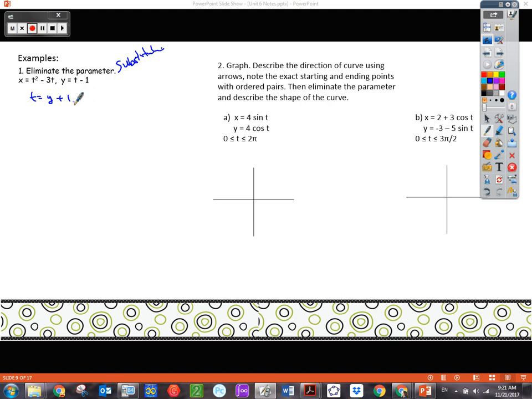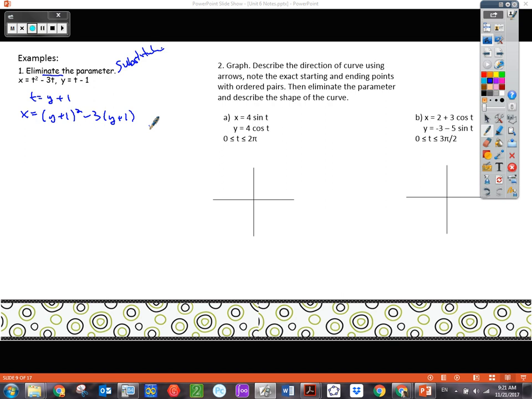Now what I'm going to do is substitute that y plus 1 into the x equal equation in place of the t. I want to get rid of the t, right? What I'm trying to do is eliminate the parameter. In other words, get rid of the t's. So let's put it in here. So I have x equals, and then I have (y plus 1) squared minus 3 times (y plus 1). Okay, so we're going to hold there for a second. All I did is a substitution. Are we okay with that?